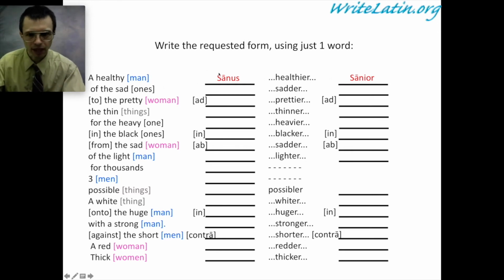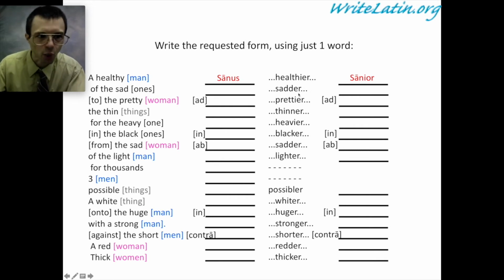So a healthy man would be sanos. And then over here in the right column, I want you to just insert the ER form of the adjective. So a healthier man would be a sanior. Okay, so of the sad ones, I would want it over here to be of the sadder ones.